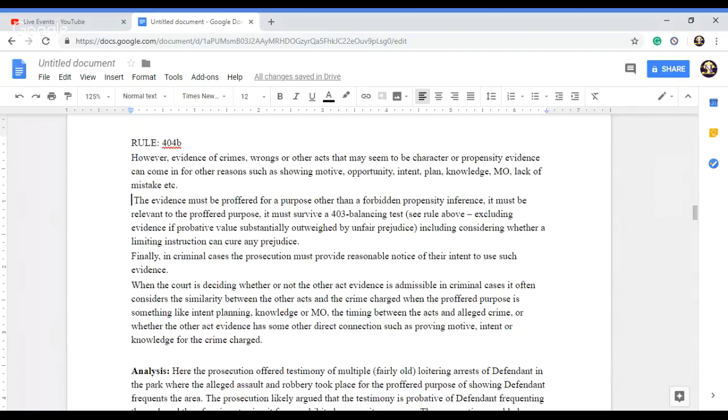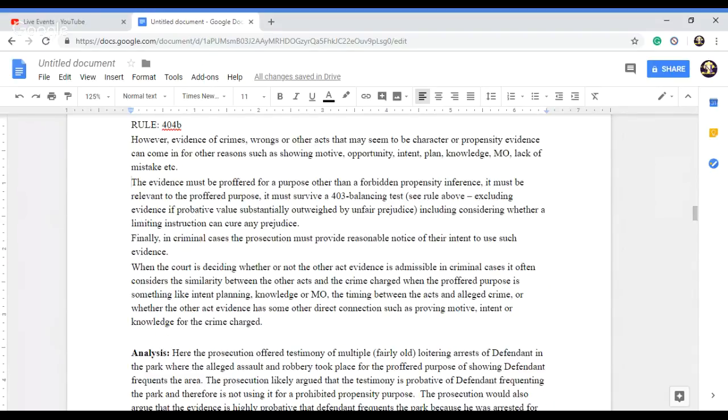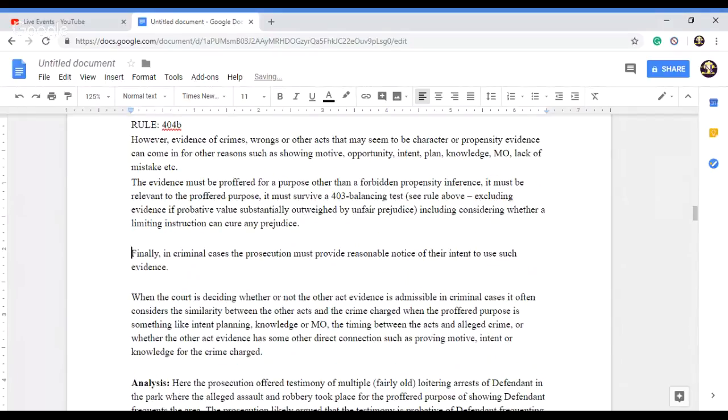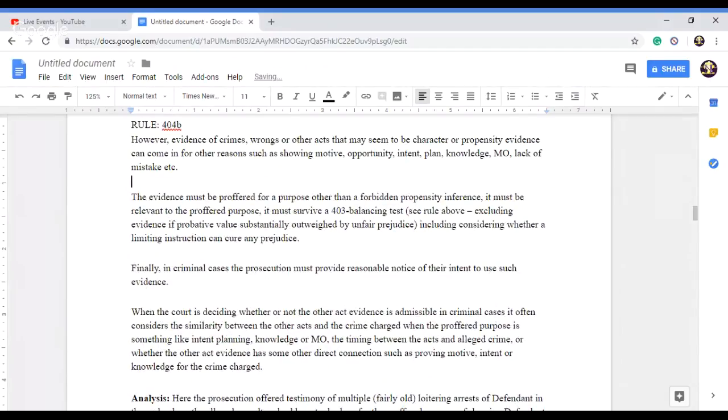So this is a long rule, and it's interesting because there's something I don't see here. I don't see the rationale, the rule explanation. I don't see it here for 404B. I'm just looking at my notes to see if I see it. But if you guys see it, let me know. I was looking for it, but I don't see it.